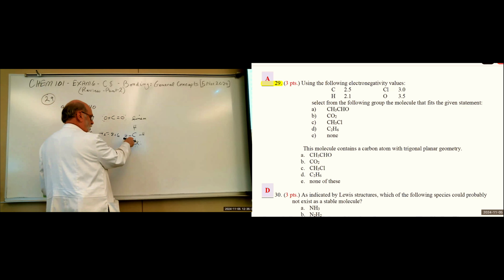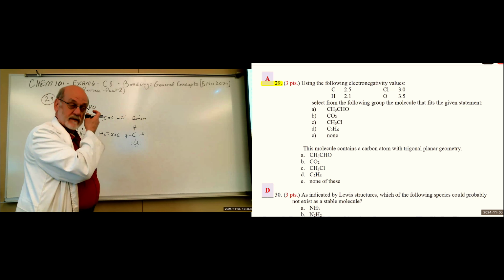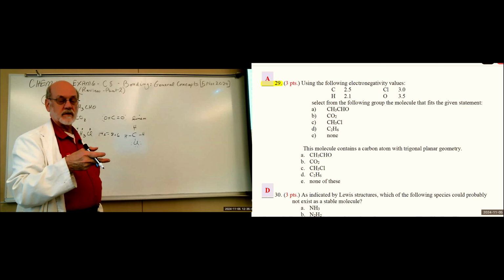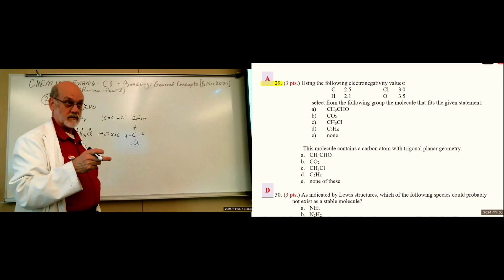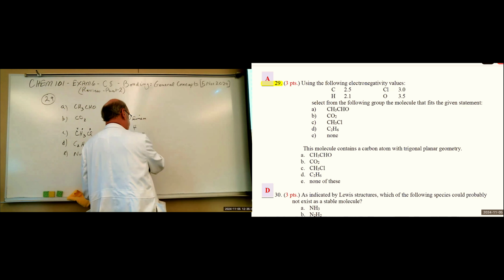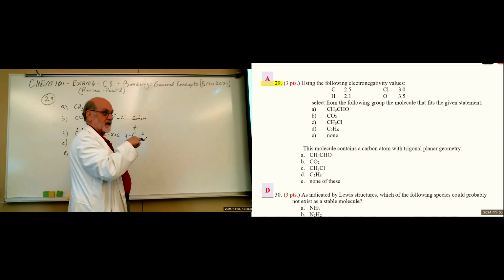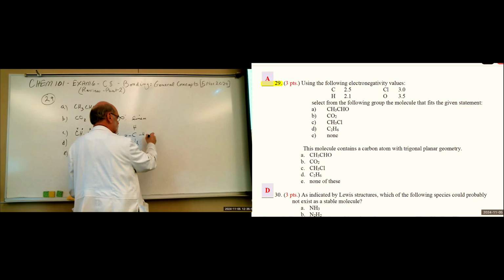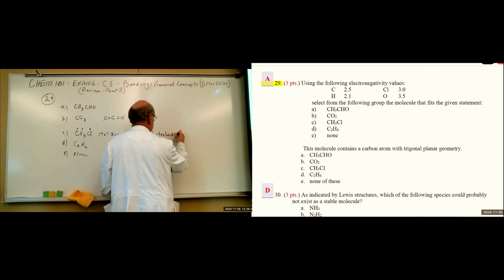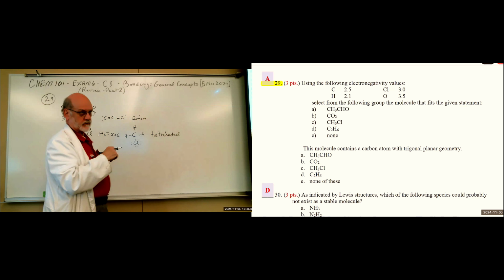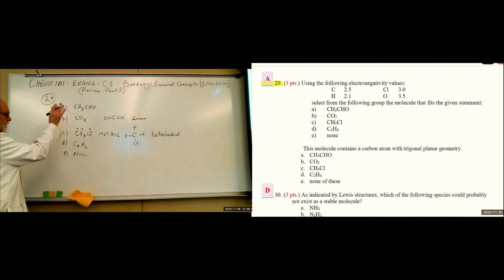So this carbon has what type of symmetry? If you have 4 groups around that carbon, that symmetry is tetrahedral. Okay, and since there are no lone pairs, the electronic geometry is tetrahedral, and the molecular geometry is also tetrahedral. So that's not it.